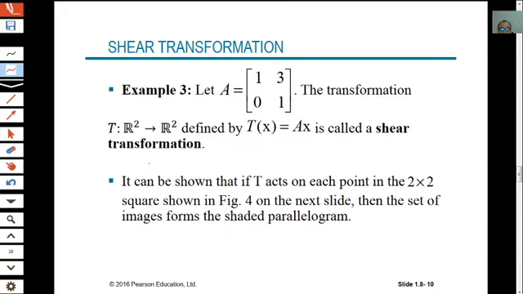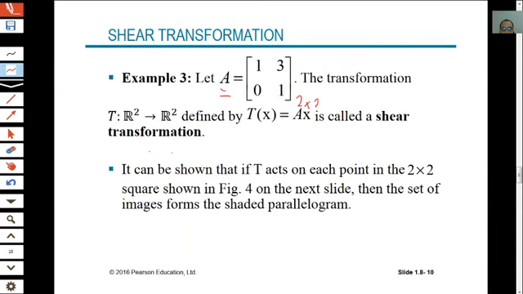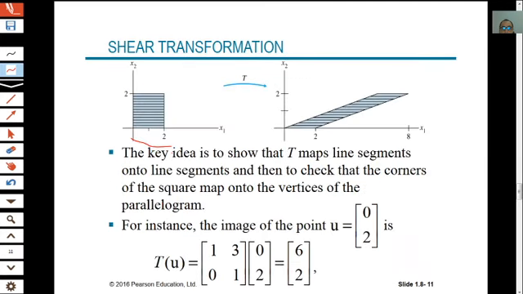Another example: we have a 2x2 matrix and the entries are 1, 3, 0, 1. The transformation from R squared to itself defined by A times x is called a shear transformation. It can be shown that if we apply T to each point in the square shown in this figure, the set of images forms the shaded parallelogram. Which is very interesting: by applying the transformation, the square becomes a parallelogram.